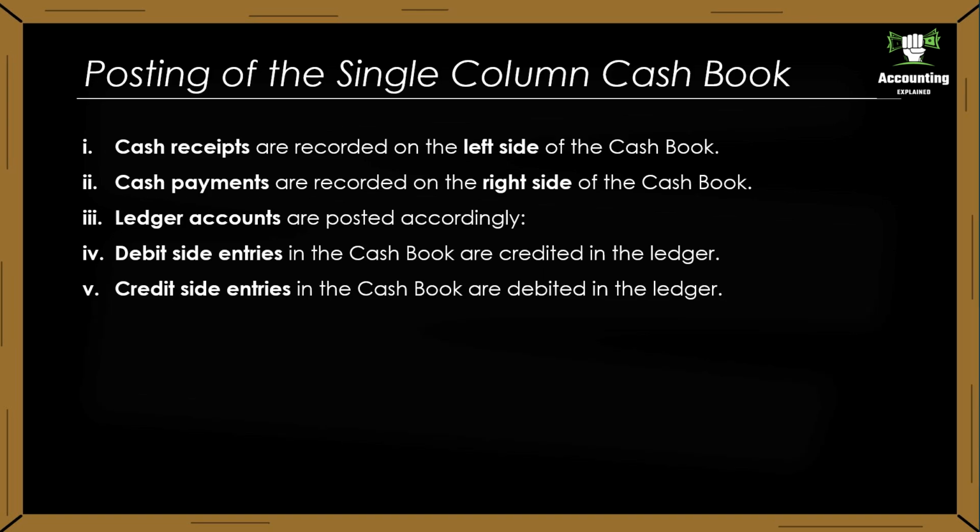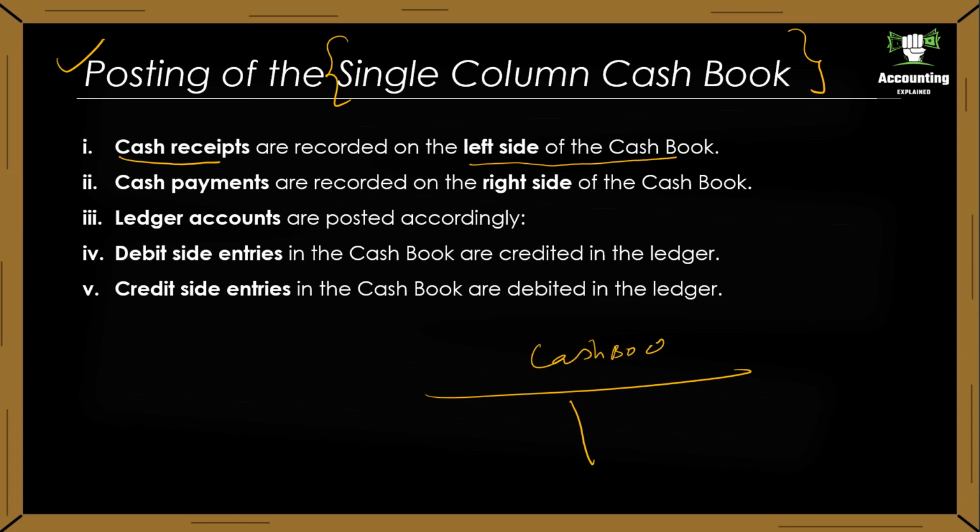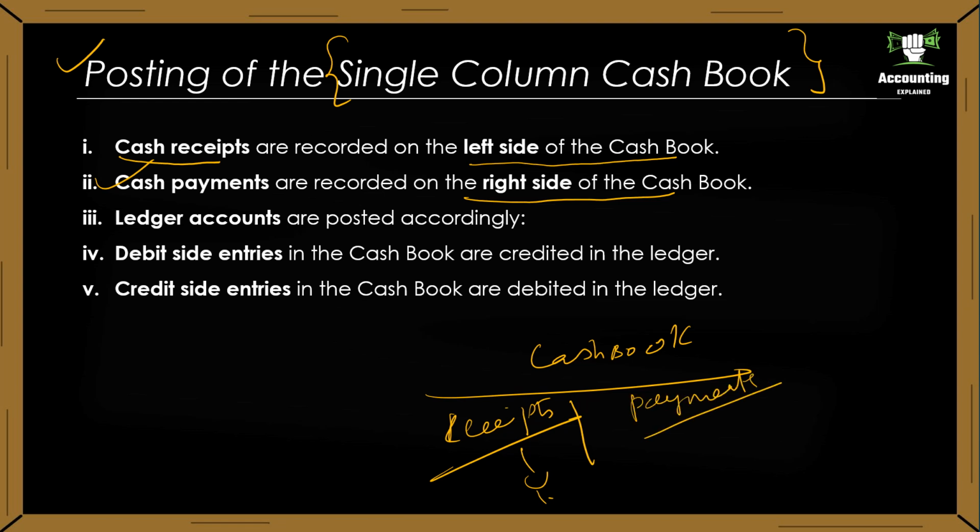We are going to learn now how to post to the ledger account from your single column cash book. In the single column cash book, we have written cash receipts on the left side. All the receipts are taken to the left side, right? Cash payments are recorded on the right side of the cash book, and we took the payments to the right side.